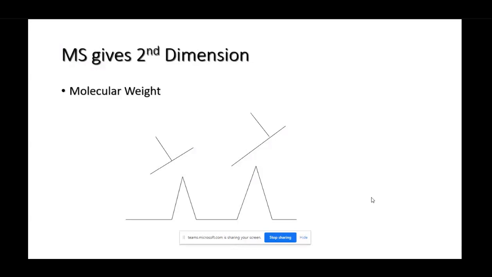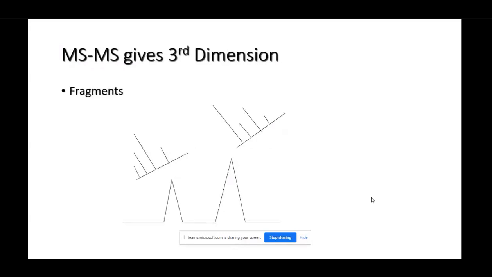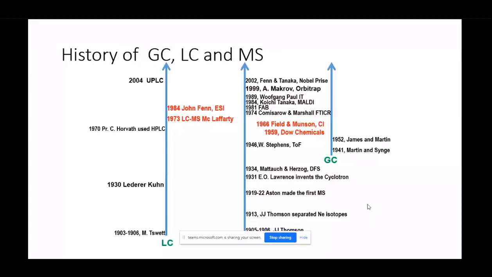And then it also gives you fragments of that molecule, which will again be very useful to find out the structure of a compound. So the LC-MSMS or GCMS give you all these kinds of information which help you in identification of a compound.